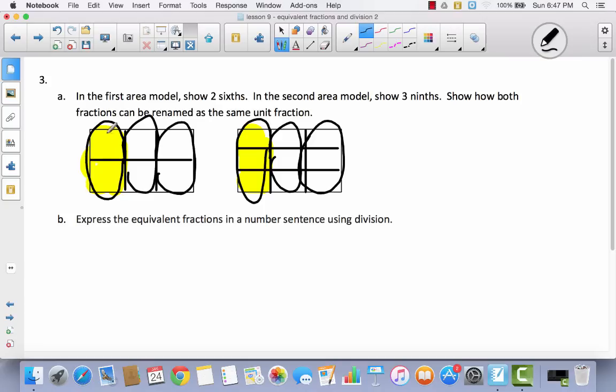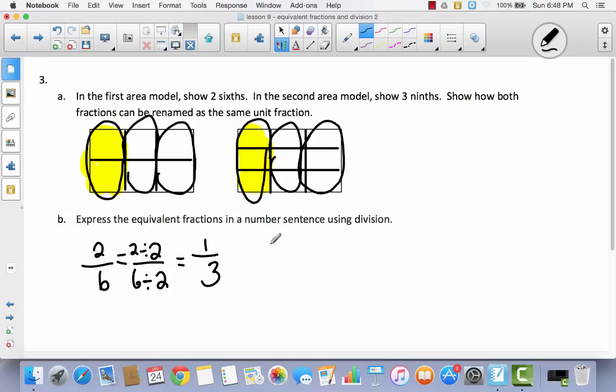Now it says express the equivalent fractions in a number sentence using division. So I've got 2/6. I could do it like this. 2/6 is equal to 1/3. Let's show how it's equal to 1/3. So I've got 2 divided by and 6 divided by. What am I going to divide 2 by to get to 1? I'm going to divide it by 2. So 2 divided by 2 equals 1. 6 divided by 2 equals 3. Okay, so 2/6 is equal to 1/3.